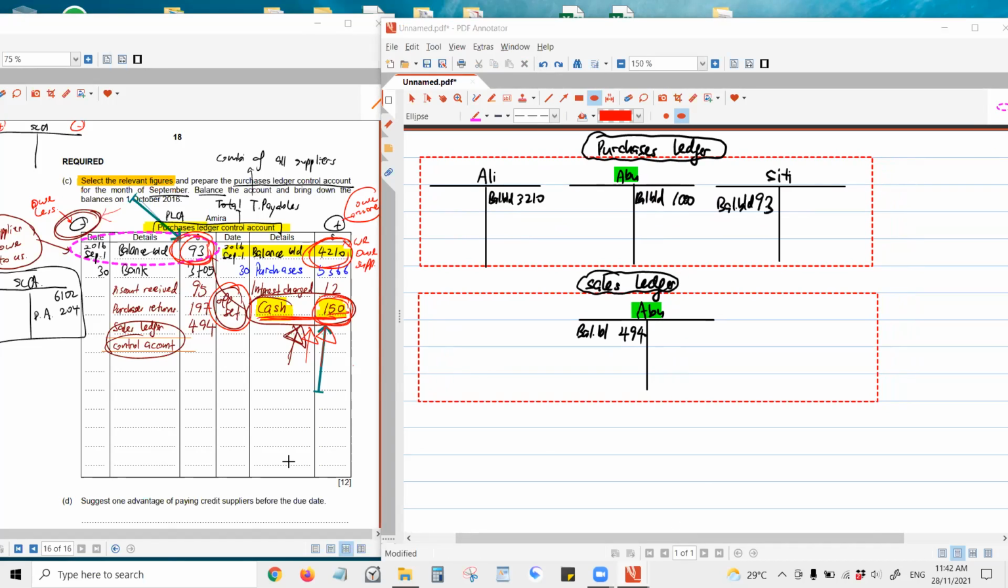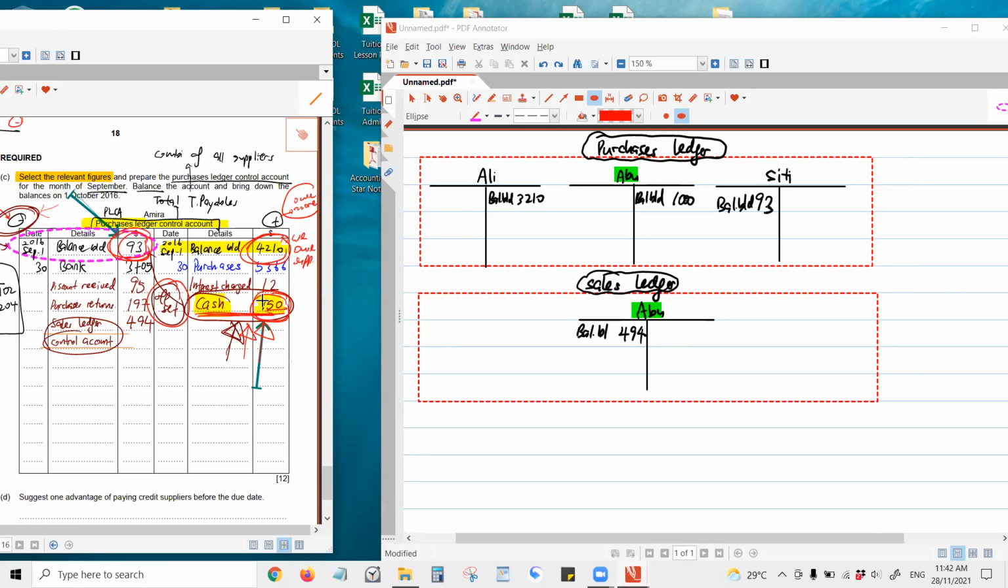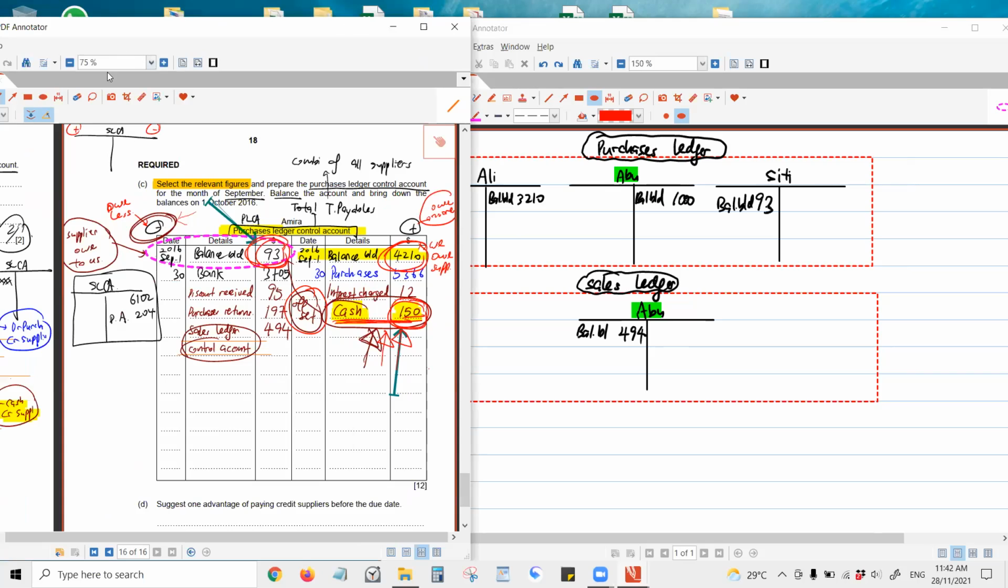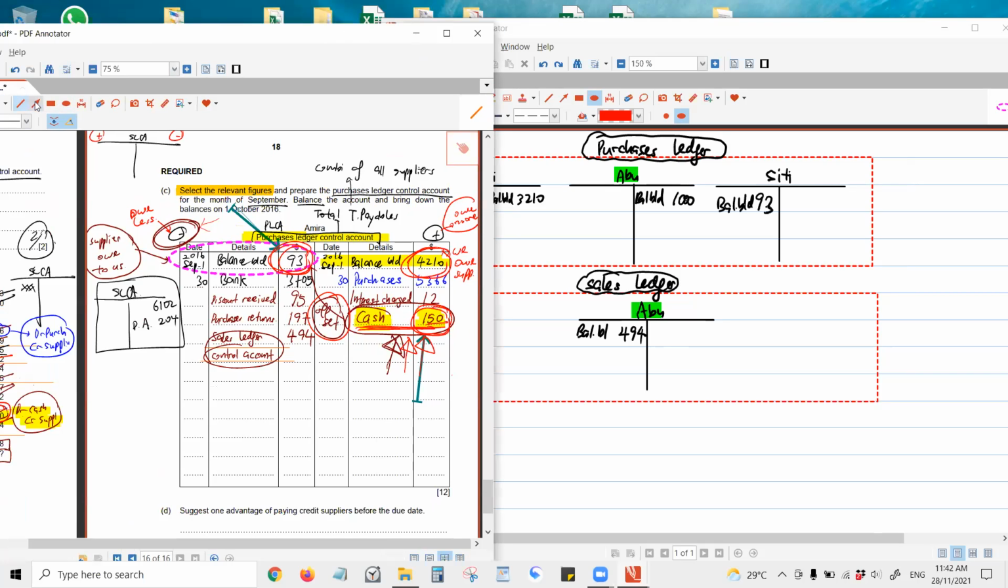Yes, I'm going to explain why the 150 is on the credit side. Okay, good, so far can understand. Now I continue to explain. Some of you do not understand why the 150 is on the credit side. And some of you are asking me why the sales ledger control account 494 is on the debit side.